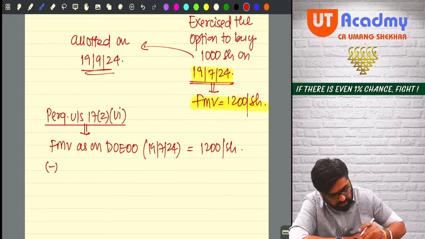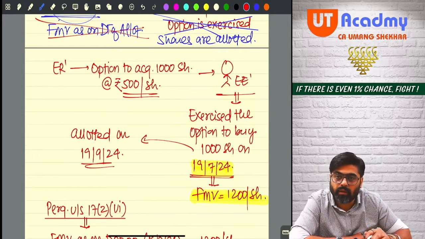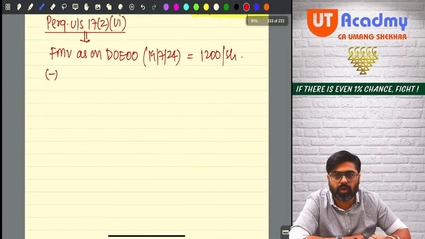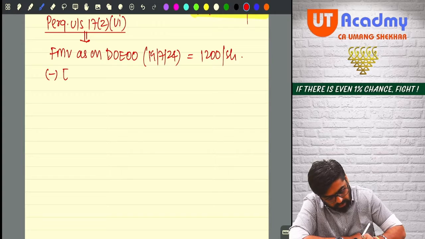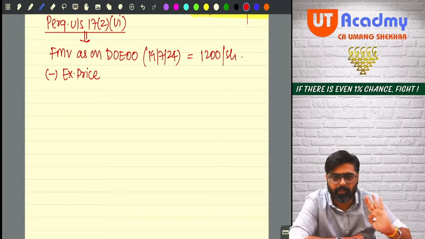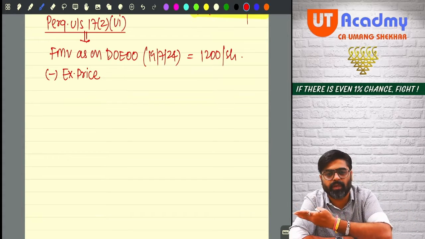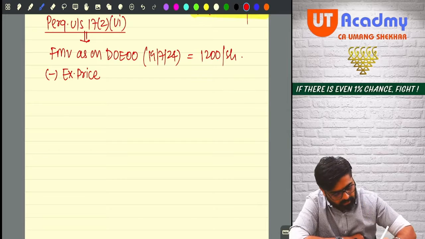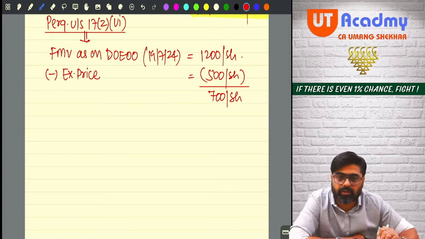Now for each share, the employer is recovering how much from you? Please check. 500 he is recovering. So 1200 worth of share is given to you for how much? 500 only. So less what you will do here? Less exercise price. This is nothing but the amount recovered from the employee. He will exercise the option and he will give how much price to the employer? 500. Yes or no? So 500 per share. Reduce that. How much you will get? 700 per share. This is the benefit.